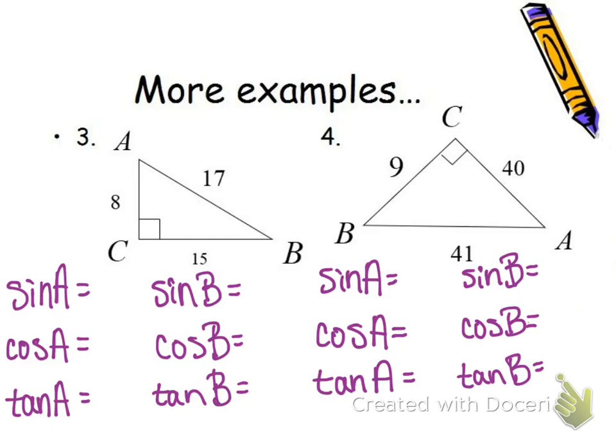15 over what? Okay. 15 over 17. That's going to be the same as which other one? Cosine of B. So we can go ahead and fill that in. 15 over 17. What about the cosine of A? Eight over 17. Adjacent over hypotenuse. And that's the same as sine of B. So we'll fill that in. What is the tangent of A?